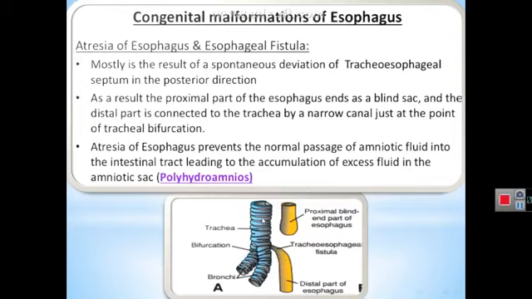Atresia of esophagus prevents the normal passage of amniotic fluid into the intestinal tract, leading to the accumulation of excess fluid in the amniotic cavity, called polyhydramnios.